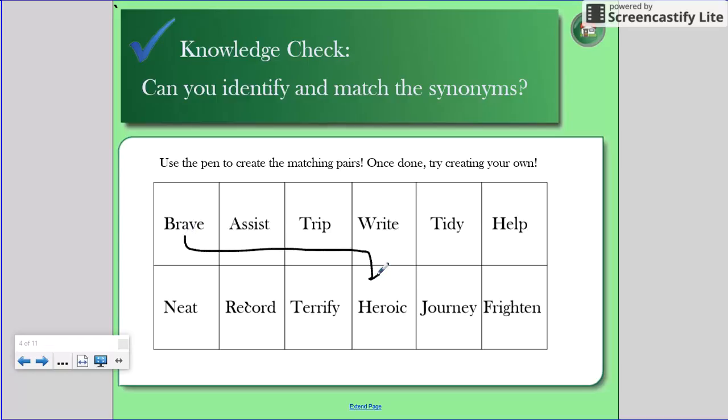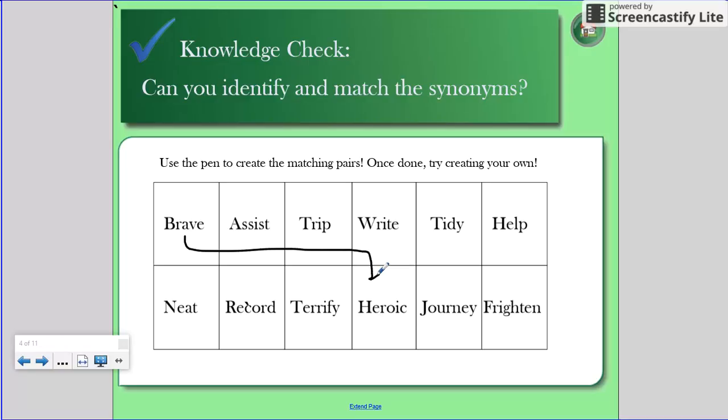What I want you to do is pause the video, and write on a piece of paper the matching word synonyms. Once you're ready and have them all matched, I want you to come together, and then we'll go through them one by one so that you can check your answers. So go ahead and take a minute and pause it so that you can go through that.